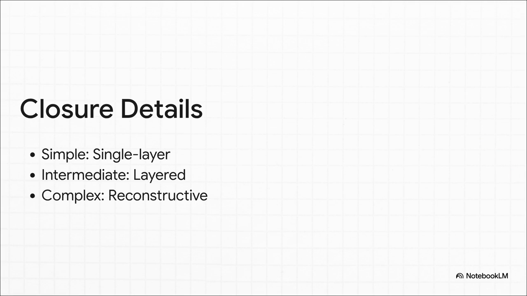Intermediate involves a layered closure of deeper tissues. But here is a major pro tip. A heavily contaminated wound requiring extensive cleaning can actually bump a single-layer closure right up to the intermediate level. Finally, complex closures involve serious reconstructive work, things like extensive debridement, scar revision, or undermining.